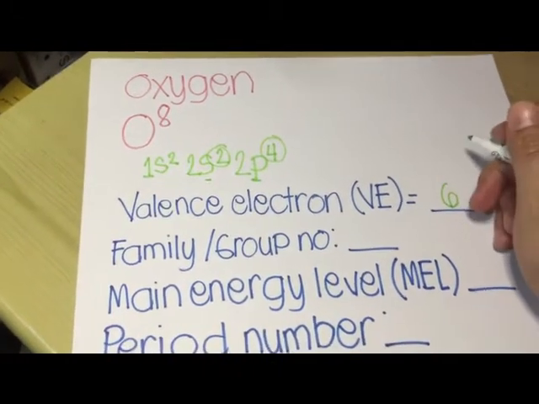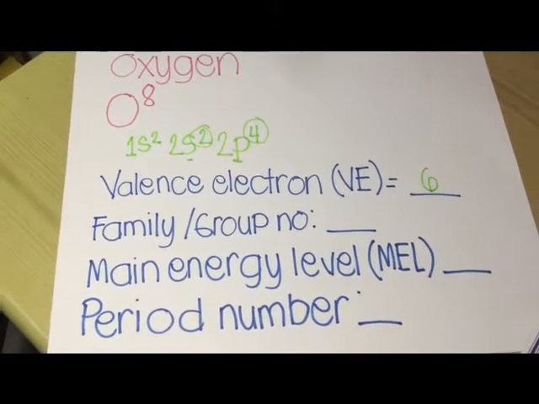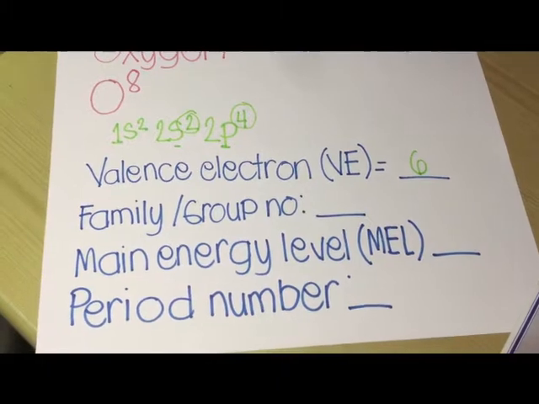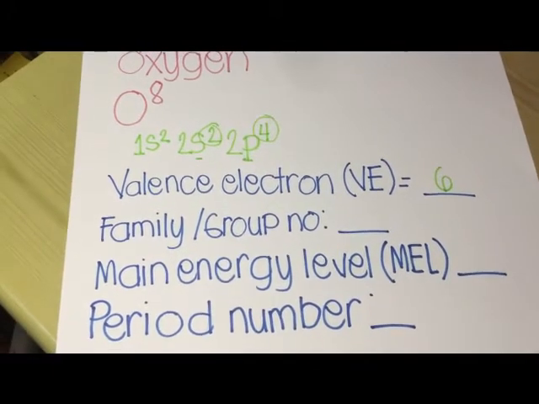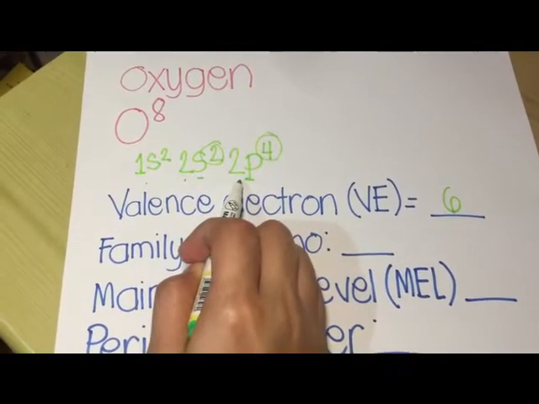Pwede pa rin naman natin i-apply yung second way to get the valence electron. Okay, so yung pangalawa is to look for the highest energy level. So, ano ba ang pinakamataas na energy level sa mga yan? Di ba 2?